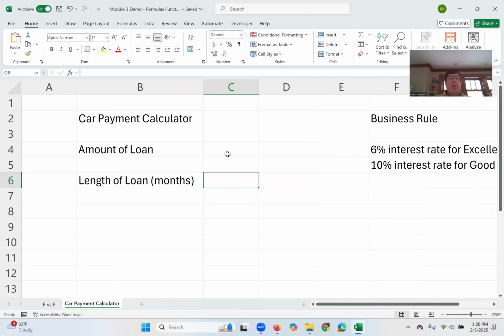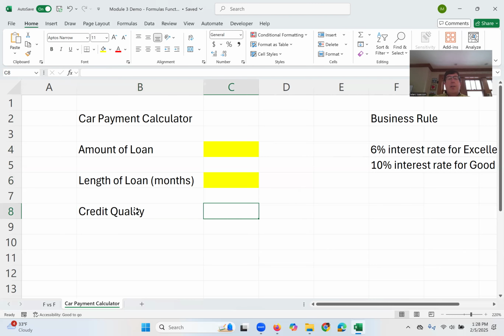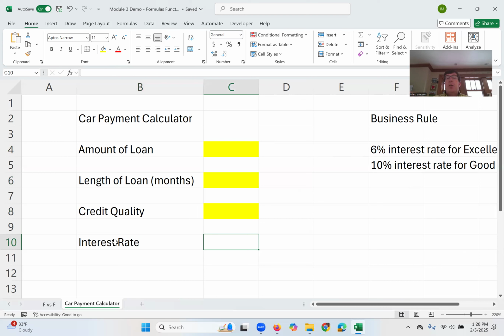And so we know that we need an input for the amount of the loan. We need an input for the length of the loan. We need to know something about the person's credit quality. And that credit quality is an input, but the interest rate is going to be the result of a calculation. So if you give me your credit quality, I can then tell you what the interest rate is.